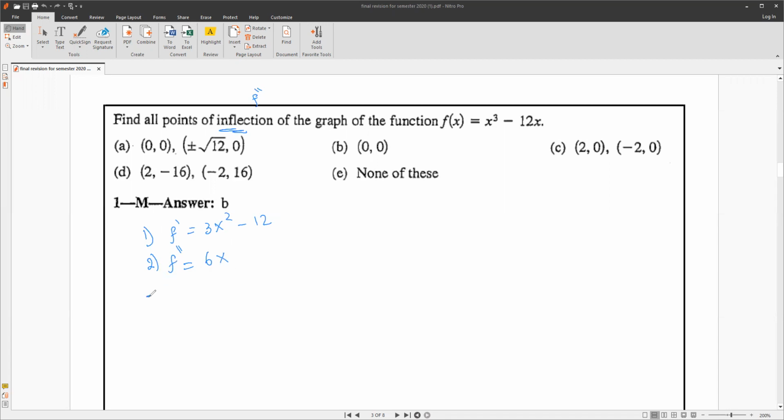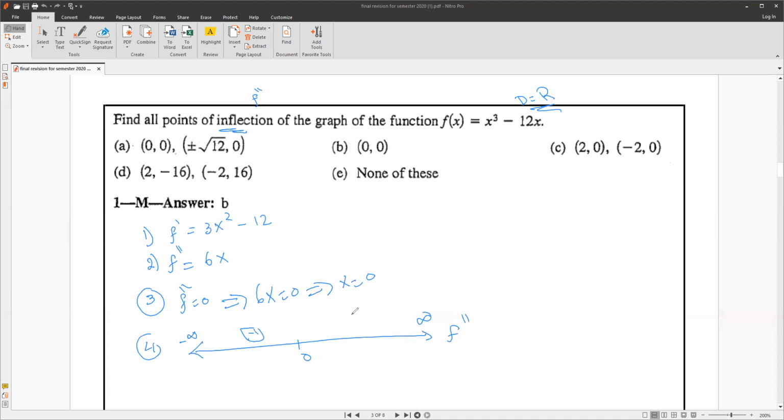Third step, when the second derivative equals 0. Here the domain is all real numbers. The second derivative equals 0 when 6x equals 0, which implies x equals 0. At x equals 0, maybe it is an inflection point, maybe not. To know that, I have to discuss the concavity. The function must change its concavity at x equals 0. Second derivative test here: negative infinity to 0, and 0 to infinity, test values.